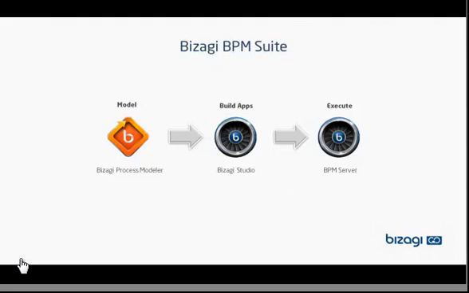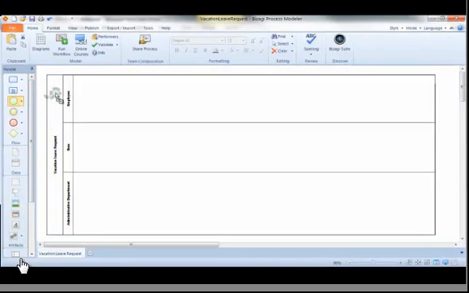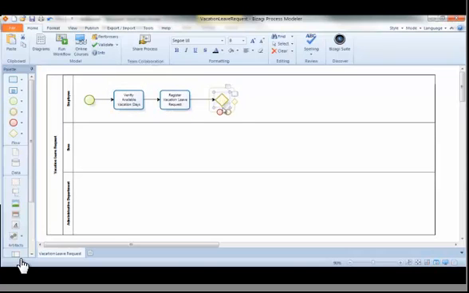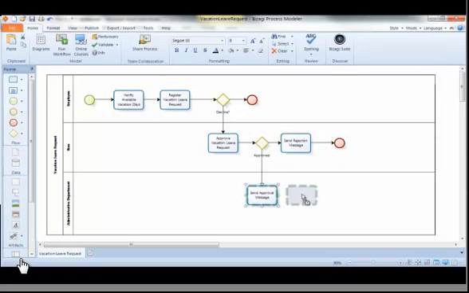Our BPM suite offers all you need. You start with the BizAgi Process Modeler. It lets you draw and document your process maps under the BPMN standard notation. It is very easy to use and intuitive, as you can see from the vacation leave request process.